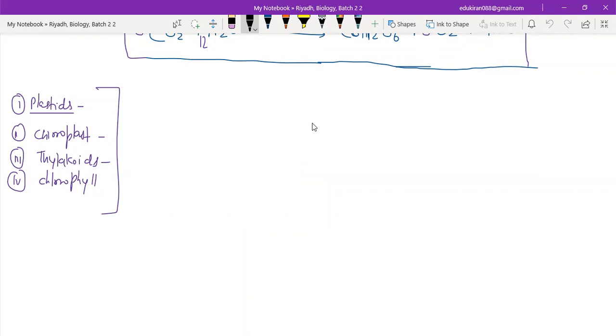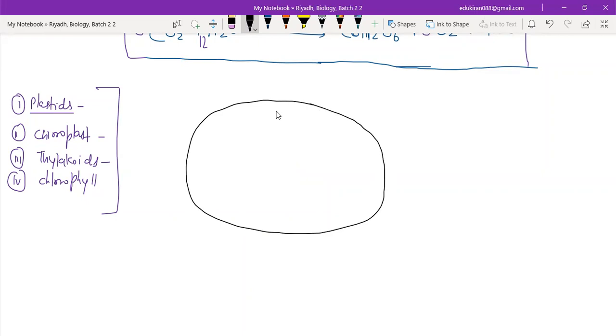Okay, so let's now make a chloroplast just to represent it. You understood that chloroplast is a kind of plastid which contains chlorophyll. That's why it's called chloroplast. Now chloroplast has an outer membrane and an inner membrane. Is it clear, everyone? So this is a chloroplast. This is the outer membrane of chloroplast, and this is the inner membrane of chloroplast.